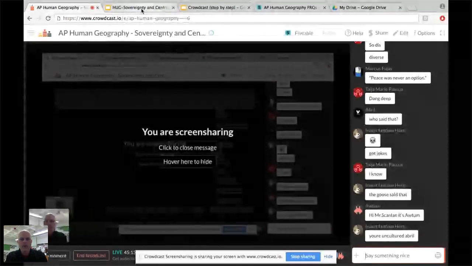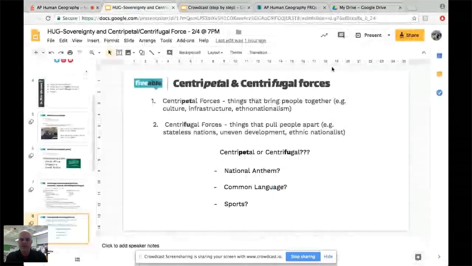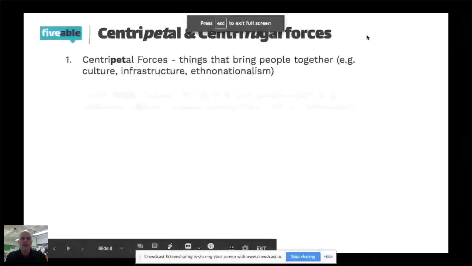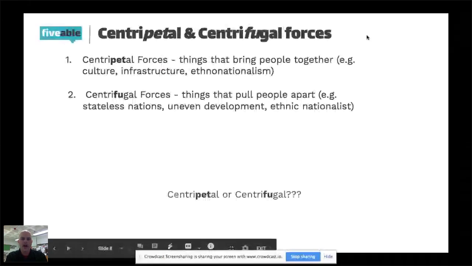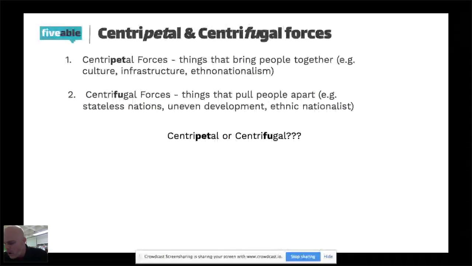Okay, moving on. We're going to look at some examples, all right? I want you guys to tell me if you think these are centripetal or centrifugal. We're going to play a quick game. Do you think this is more centripetal or more centrifugal? Number one, the national anthem of the United States or any country: would it be a centripetal or a centrifugal force? What do you guys think?